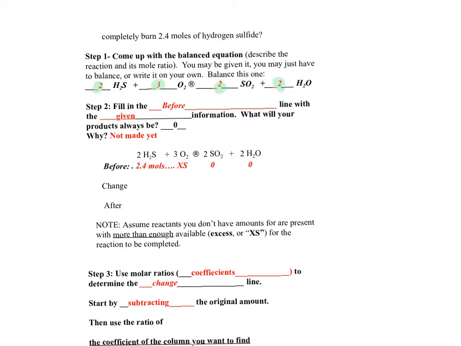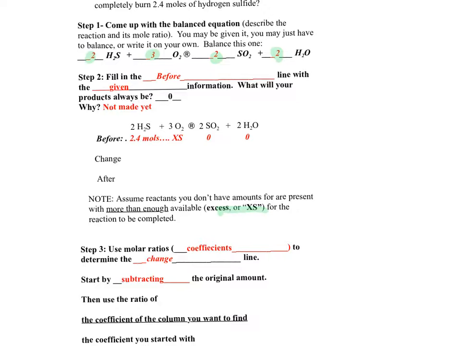So the first thing we do is fill in the before line with the given information. You do not have any products yet. They haven't been made yet, so we're just going to put in 0. Okay, so I put in what I know, which is 2.4 moles of H2S. Oxygen, it's told us excess, or else there's no info, so excess, and then the 2 products are 0. Okay, so anything you have more than enough of or no information for, you're going to write excess, or the letters excess, here.